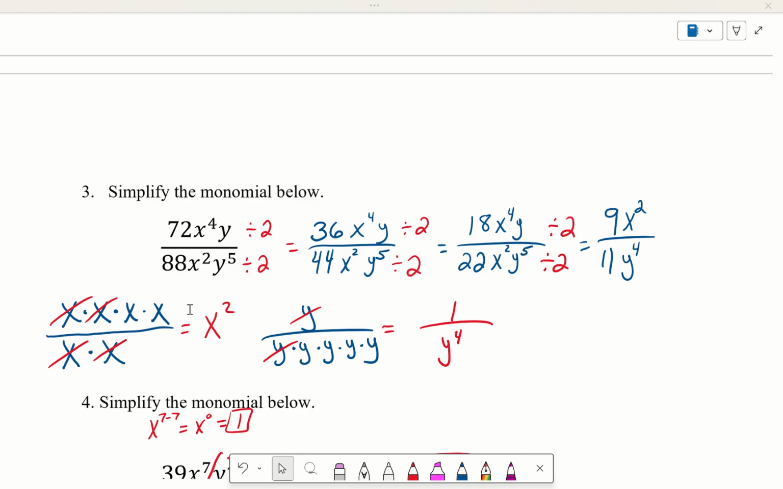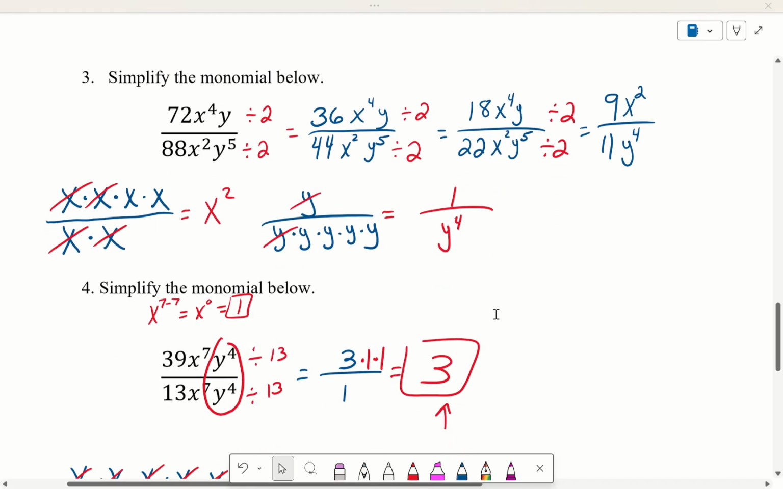Here's supporting work for x: x to the power of 2 is in the numerator. Here's the supporting work for y: y to the power of 4 is in the denominator. You're not required to show this. Using the shortcut is absolutely acceptable.